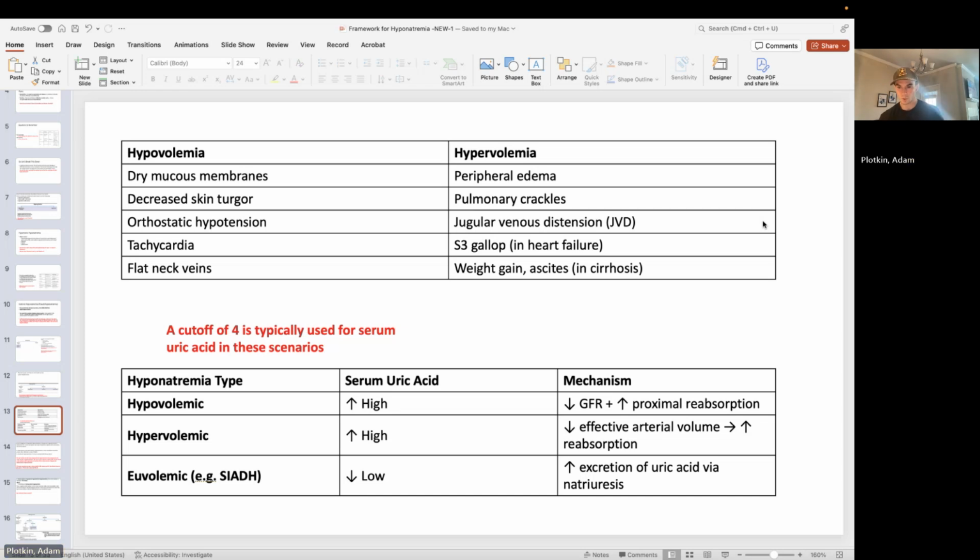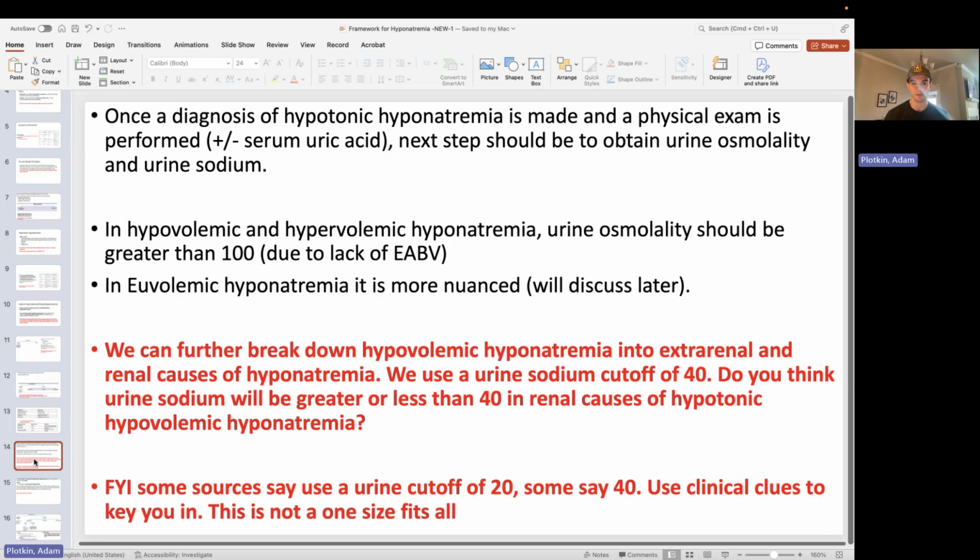Okay, so long story short, in hypovolemia and hypervolemia, there's less forward flow of blood, the GFR is low, the proximal reabsorption of uric acid is high, so my serum uric acid should be above 4. In euvolemia, there's more excretion of uric acid, and the GFR is higher, so my serum uric acid should be less than 4. Okay, a good cutoff point, and a good piece of information you can get if you're working up a patient for hyponatremia and it's tough to tell: are they euvolemic, are they hypovolemic, or are they hypervolemic? All right, we will keep moving.